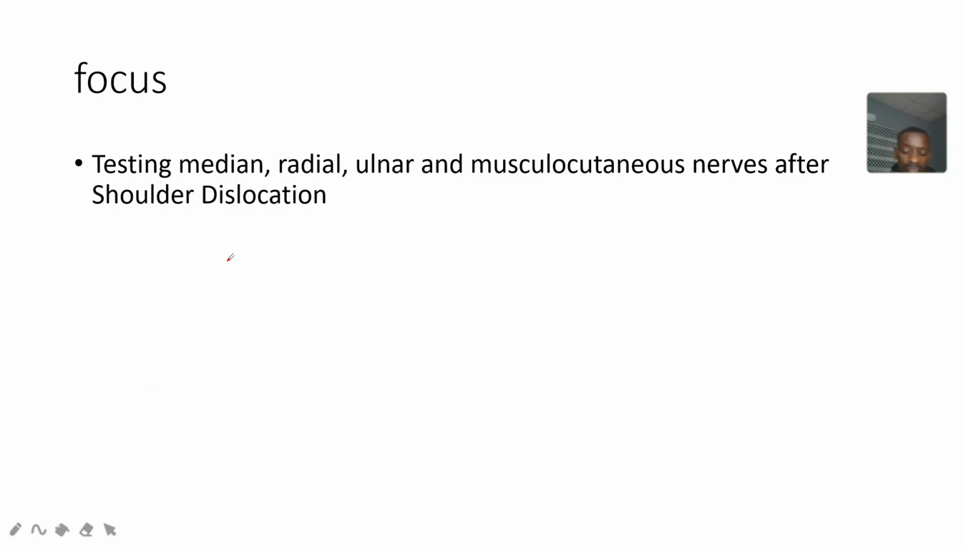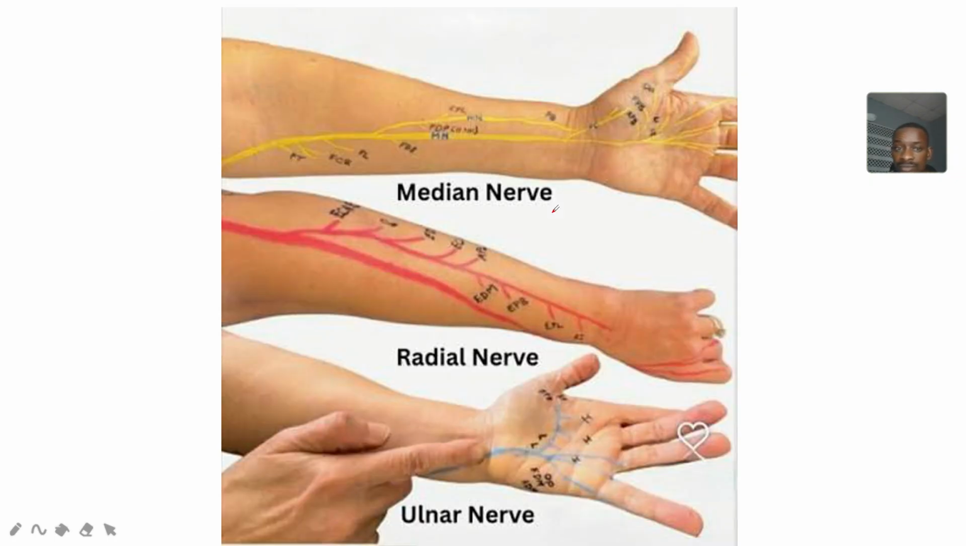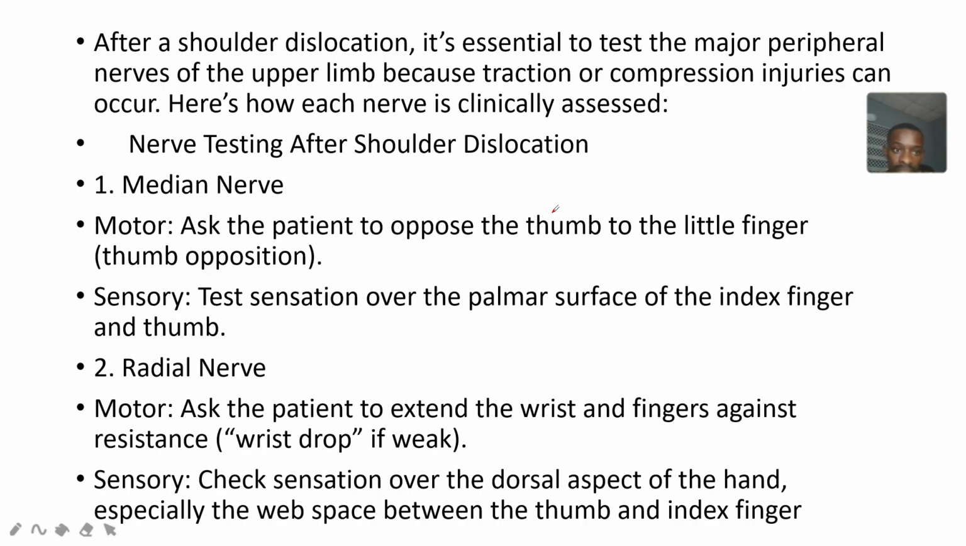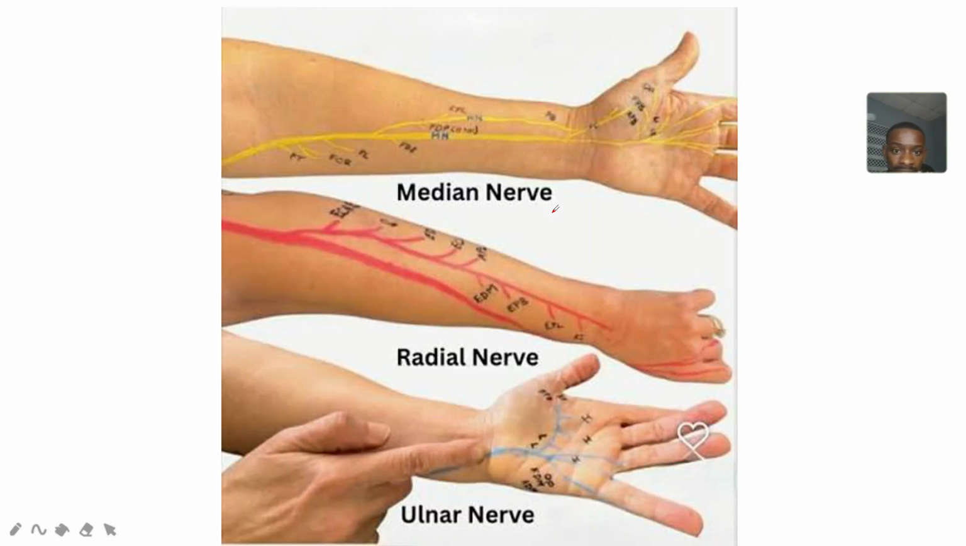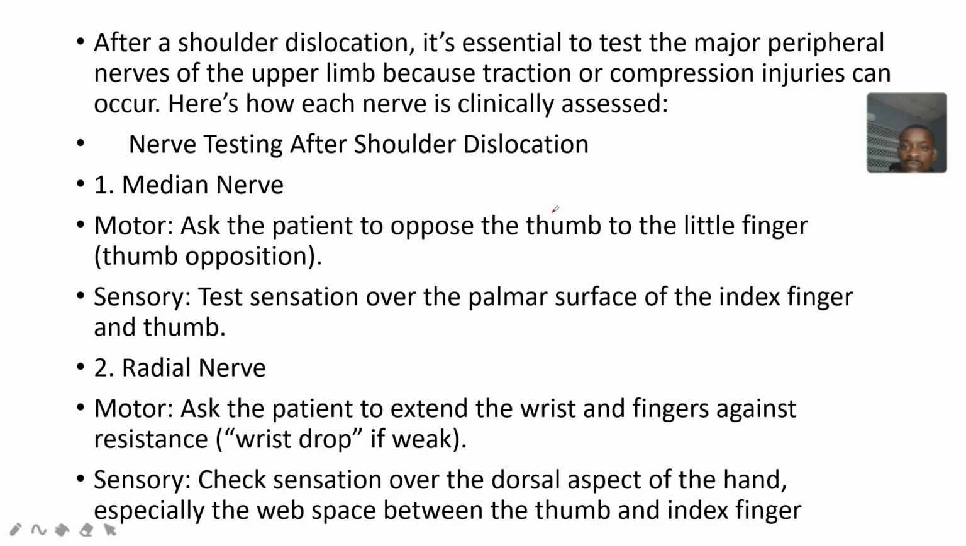For the nerves, you always test if there's a medial nerve injury, radial nerve injury, ulnar nerve injury, or musculocutaneous nerve injury once there's a shoulder dislocation. All right, so let's quickly look at this aspect. Medial nerve, radial nerve, ulnar nerve. It's very important to always test for these major nerves, okay? Because when there are fractures around that side, they could be affected, you know.